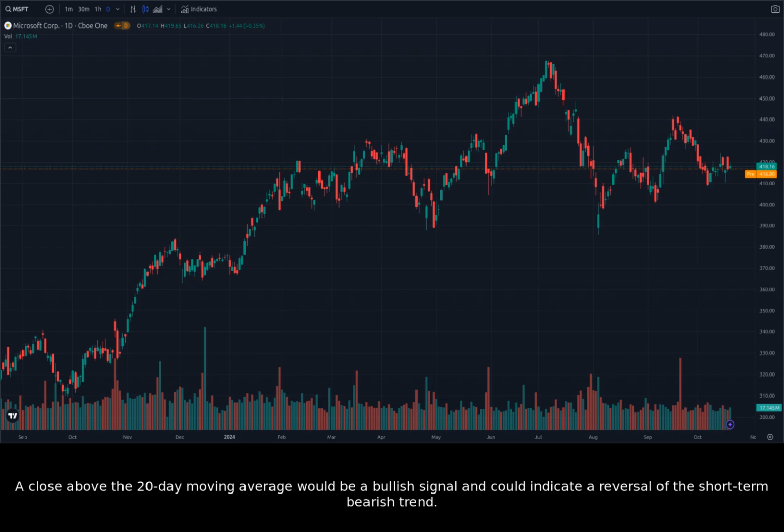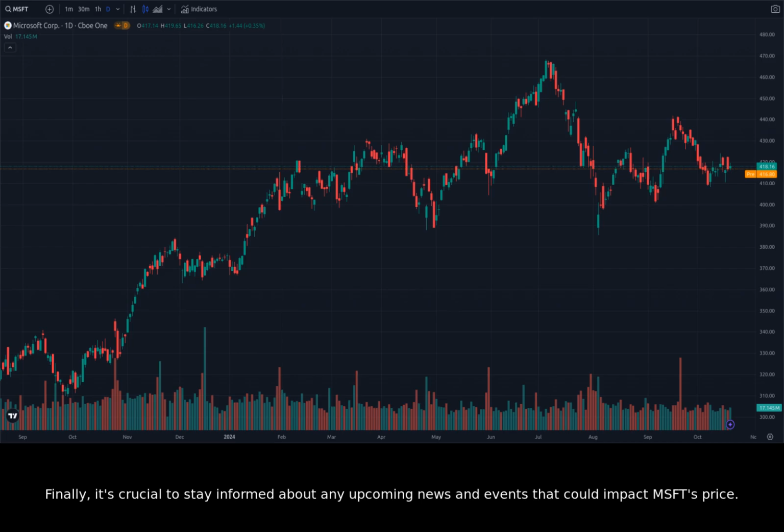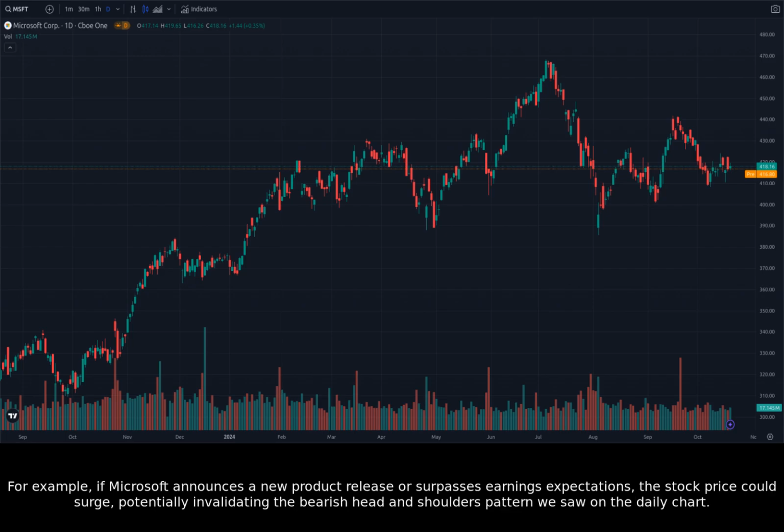Finally, it's crucial to stay informed about any upcoming news and events that could impact MSFT's price. For example, if Microsoft announces a new product release or surpasses earnings expectations, the stock price could surge, potentially invalidating the bearish head and shoulders pattern we saw on the daily chart.